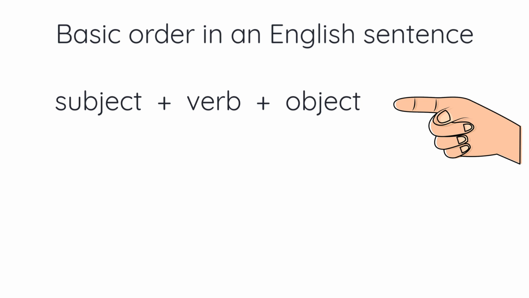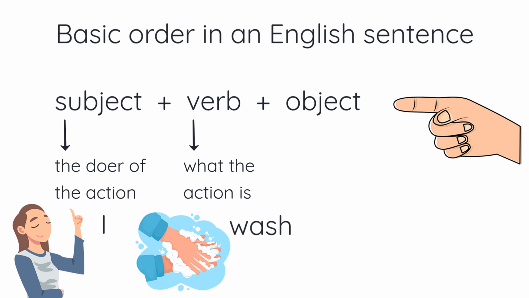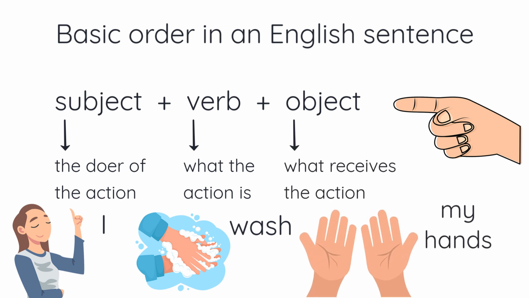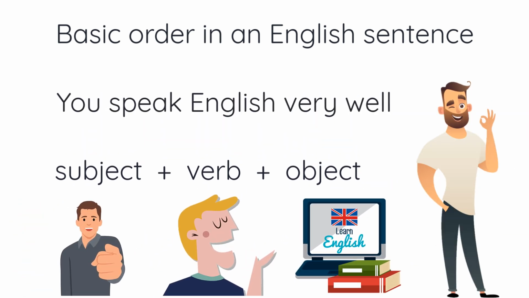In our basic English sentence, we follow this order: subject, verb, and object. The subject is the doer of the action. Who is doing the action? The verb tells us what that action is, and the object is what receives the action. Let's look at the example sentence. You speak English very well.